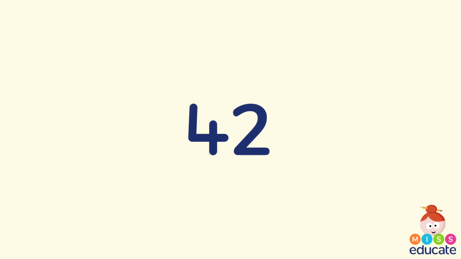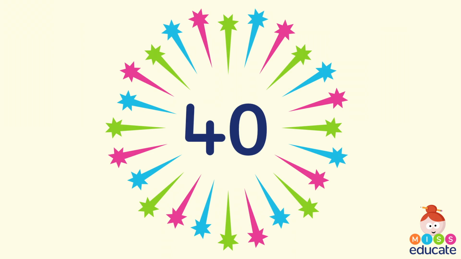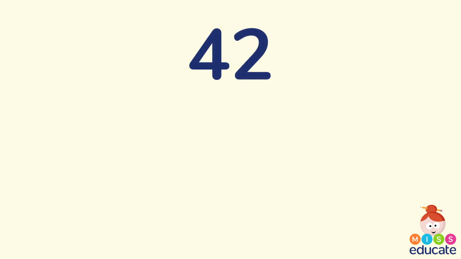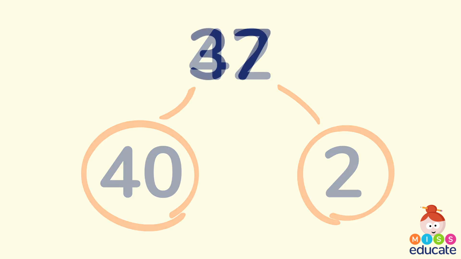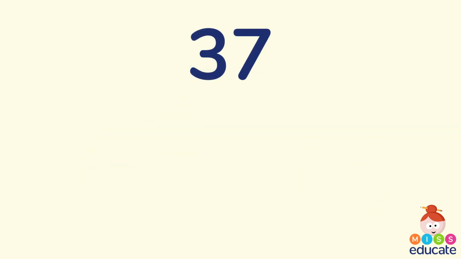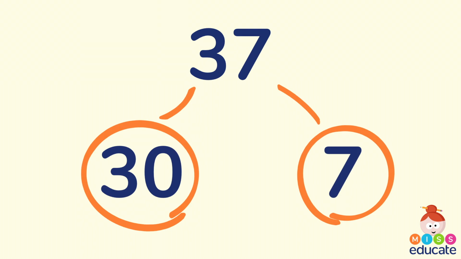What about 42? Let's take 42 and pop it into our place value chart. The 4 is in the tens column and the 2 is in the ones column. So what's the 4 worth then? It's in that tens column, so it must be worth 40. 42 partitioned into tens and ones is 40 and 2. Why don't we try 37? 37 partitioned into tens and ones is 30 and 7. That's correct. The 3 is worth 30 and the 7 is just worth 7.